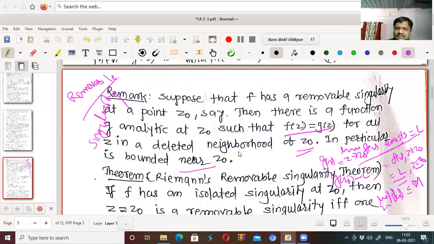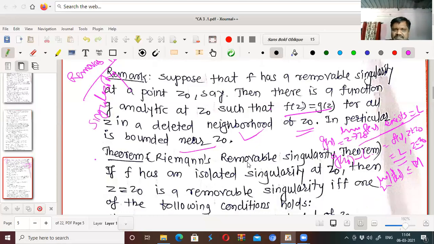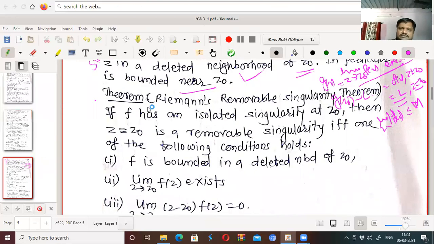That means if the function has a removable singularity at z equal to z0, then the limit exists. That means the modulus of that limit is less than or equal to some constant. That means it is bounded near z0. This is one of the important results of removable singularity.